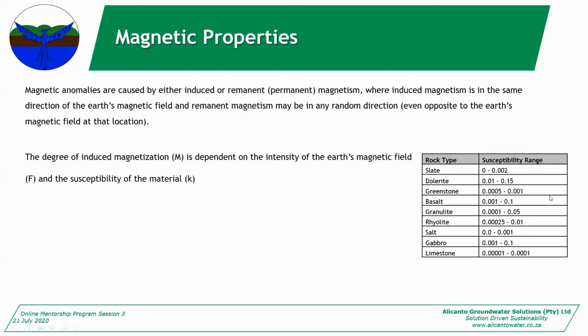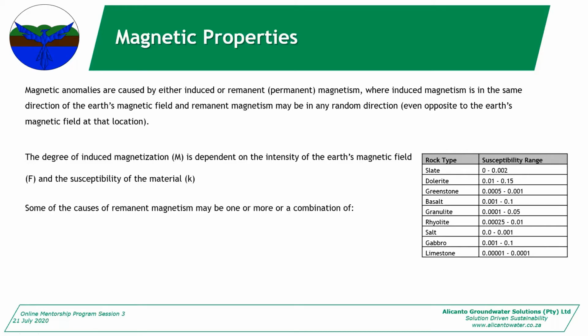These are some of your susceptibility ranges. You can see your slate or shales is very low compared to dolerite. Greenstone and basalt can be high depending on their mineralogy, but dolerite by far, I mean, it's up to 0.15 and basalt is only up to 0.1. So you can see why we like to use it in the Karoo with our dolerite dikes.